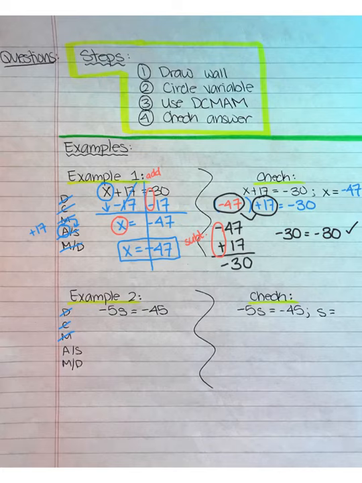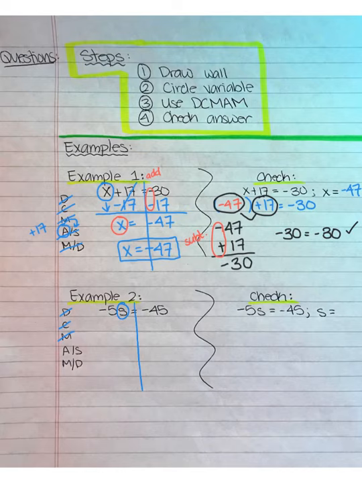All right, let me go through my steps. Step number 1, draw my wall, separating the left side from the right side. Step number 2, circle the variable. My variable is S. There it is right there. Is it by itself? No. It has that negative 5 right next to it. So there's some things that we need to do.